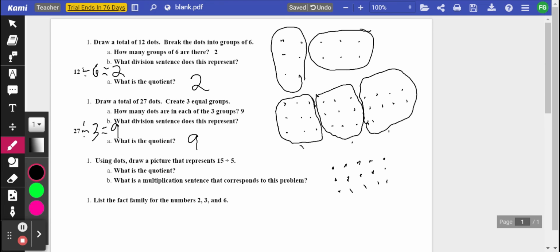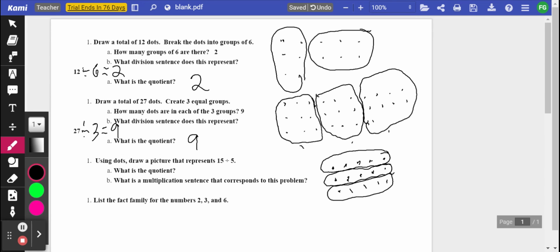1, 2, 3, 4, 5. So there's a group of 5. 1, 2, 3, 4, 5. There's a group of 5. 1, 2, 3, 4, 5. There's a group of 5. I think it's easier to use that second number to tell you how many are in the groups if you don't have your multiplication facts memorized.